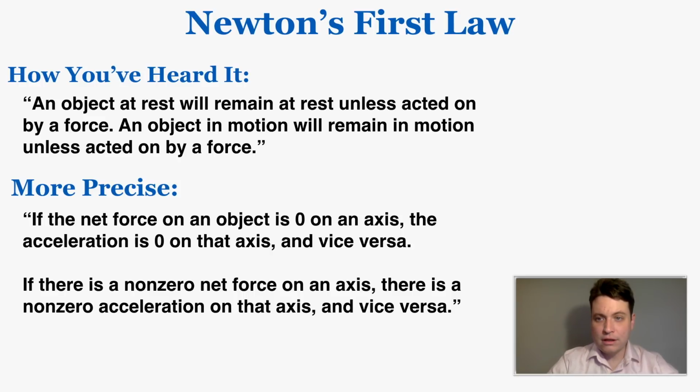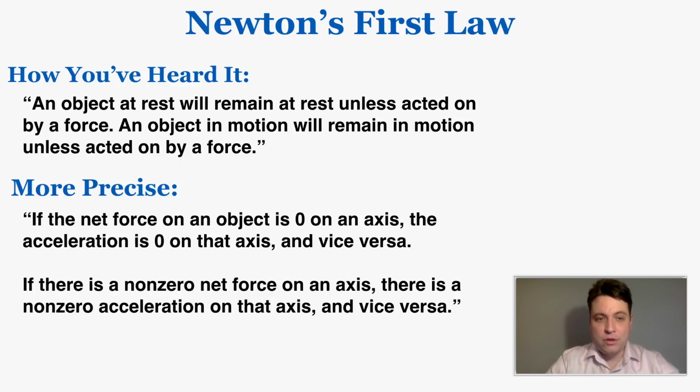But I don't think this really clarifies exactly what the law is talking about, so I'm going to restate it. I'm going to say it like this. If the net force on an object is zero on an axis, the acceleration is also zero on that axis, and vice versa. And if there's a non-zero net force on an axis, there's a non-zero acceleration on that axis, and vice versa. So I'm going to talk a little bit more about what that means.